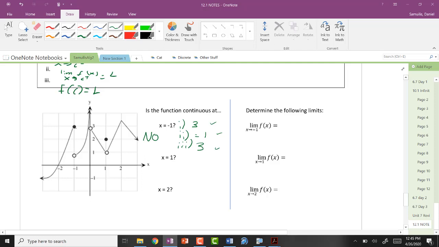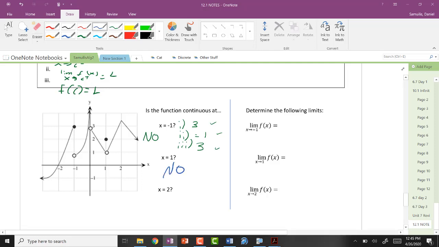But we can see that, guys, right? Look, there's a gap right there. So it's not continuous. Is it continuous at 1? Well, if I'm approaching 1 from the left, it goes to infinity. From the right, it goes to 3. The value of f of 1 does not exist. So no, this is not continuous.